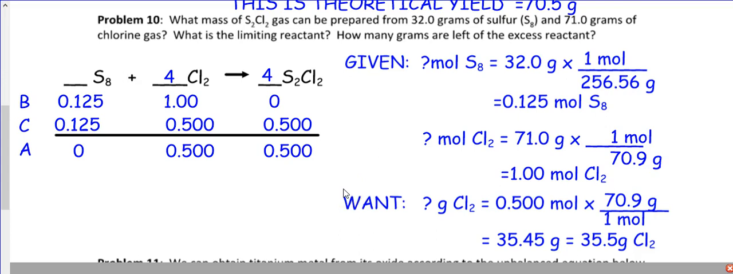How many grams are left of the excess? Well, here I want my 0.500 moles of my chlorine, which is this number right here. That's my excess. Then I multiply by the molar mass, and I got 35.5 grams.